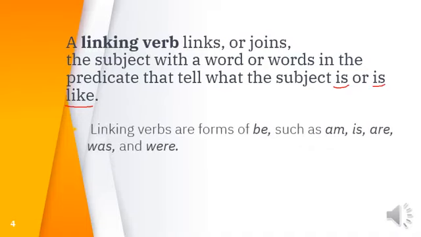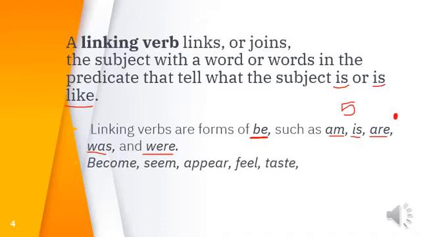So linking verbs are forms of be. What are the forms of be? Am, is, are in the present, was and were in the past. So if you see any of these 5 verbs, these are your very famous 5 linking verbs. Of course you know them very well.